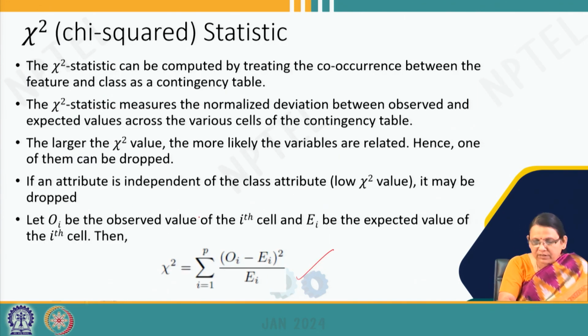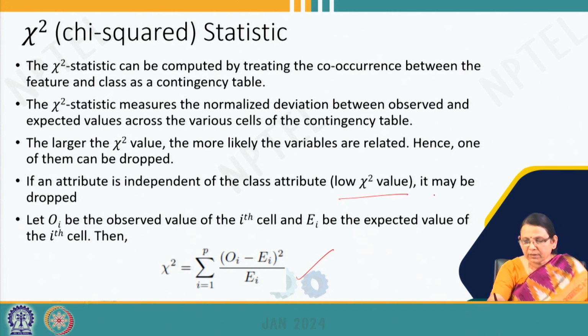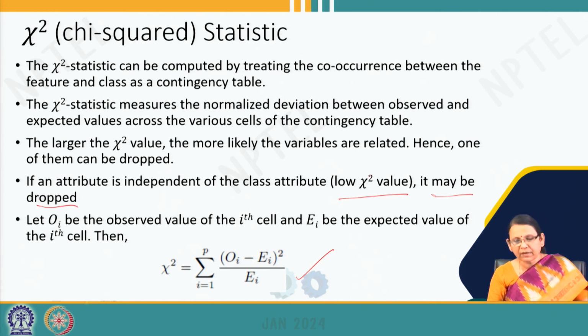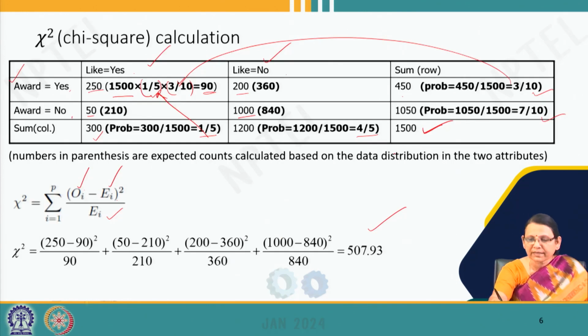Once we find the chi-square value, we look for the best attributes. If an attribute is independent of the class, the chi-square value is going to be low, so it may be dropped. For each attribute we will make one such table, and for whichever attribute the chi-square value is very high, it says that there is a good relationship between this particular feature and the class variable, so we choose that.